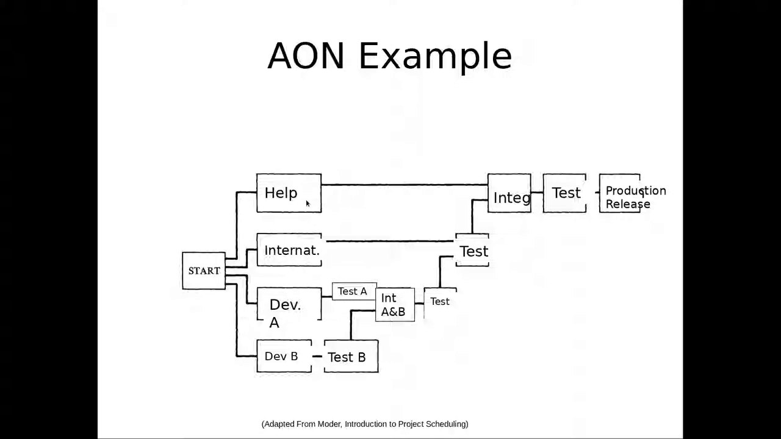So here we have a start. And you know, the help system can go on in parallel with internationalization, where this is creating different language scripts for different parts. So maybe you want to offer this in English and French. The creation of the appropriate text in the application for each of those needs to be provided separately, so you can have internationalization going on together with the help system, together with development and testing and integration. But at some point they have to come together. You're going to be testing internationalization and integrating with the help system, etc. Okay. So help, for example, needs to be done before this integration step. Internationalization has to be done before this big testing phase. And this development has to be done before this testing.